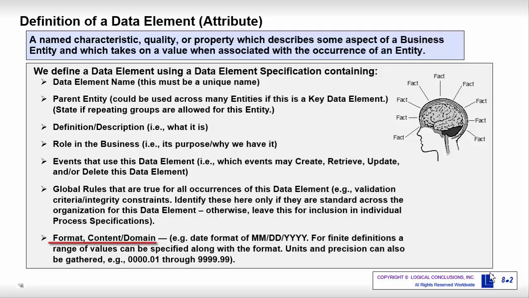And format, content, and domain. For example, date format of month, month, day, day, year, year, year, year. For finite definitions, a range of values can be specified along with the format. Units and precision can also be gathered. For example, 0000.01 through 9999.99. I'll show examples of these in this section.